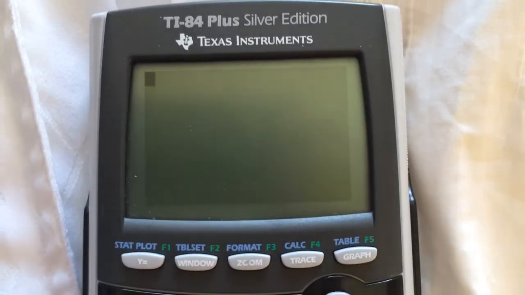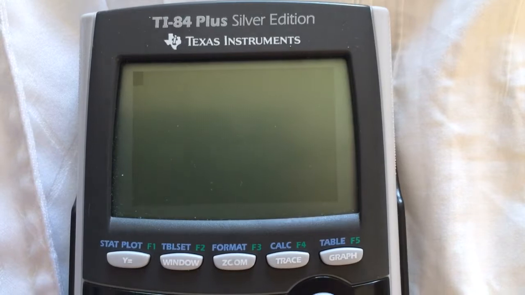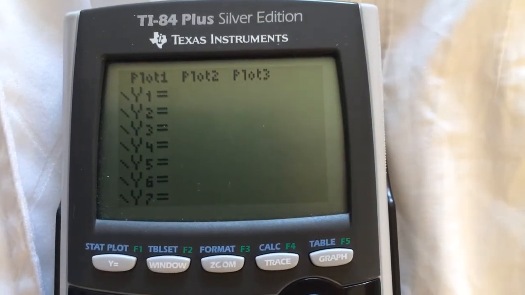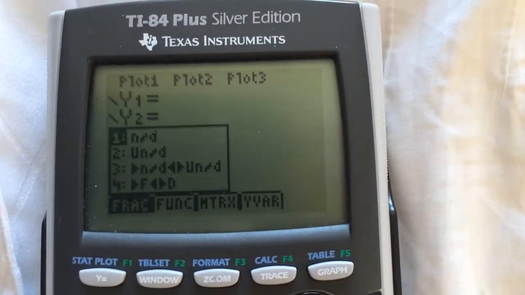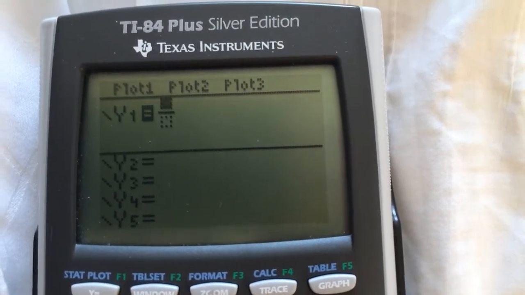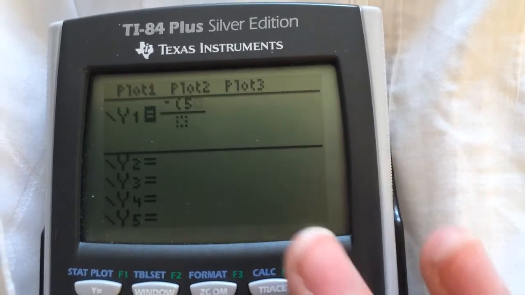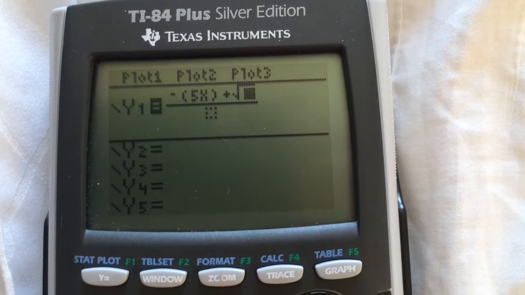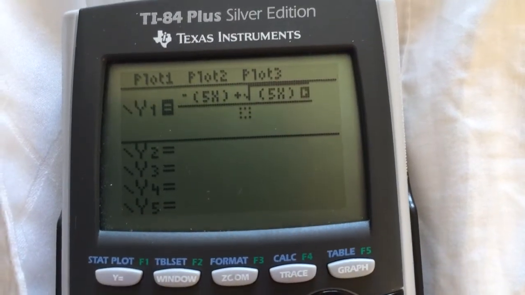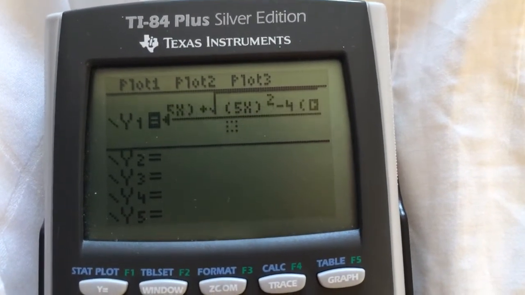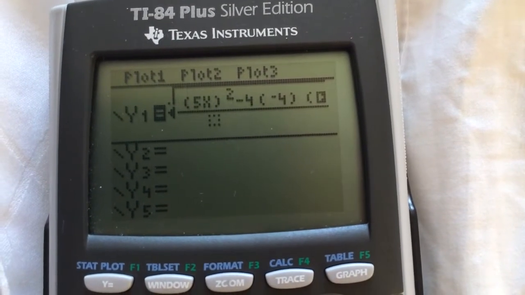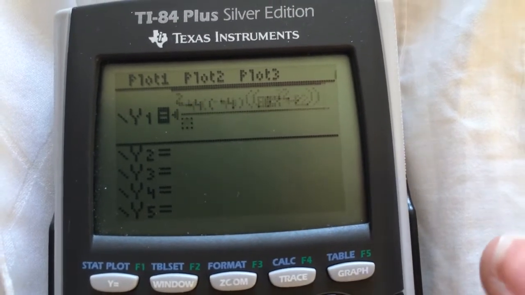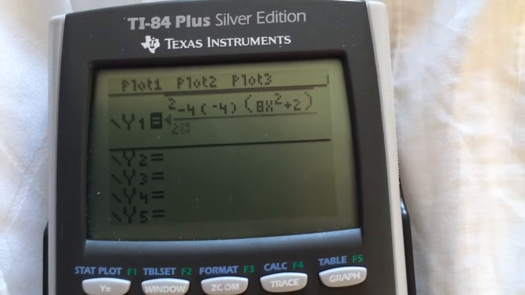Okay, so here we are on our graphing calculator. So first let's hit Y=, and now let's enter the equation. So let's go to numerator denominator: (−5x + √((5x)² − 4 × (−4) × (8x² + 2))) / (2 × (−4)).